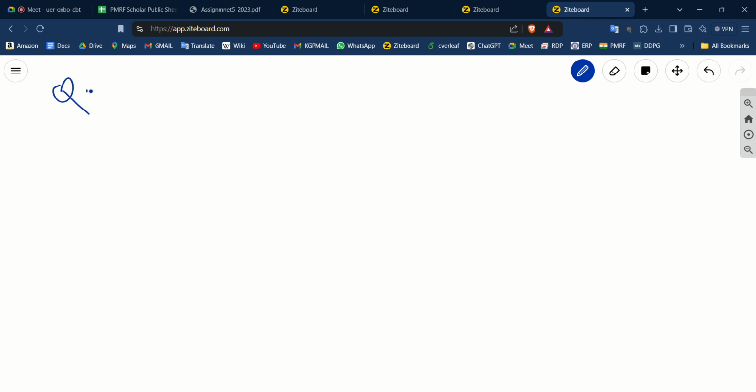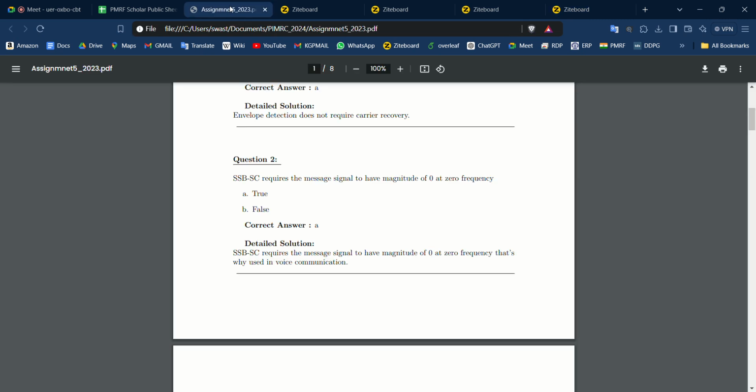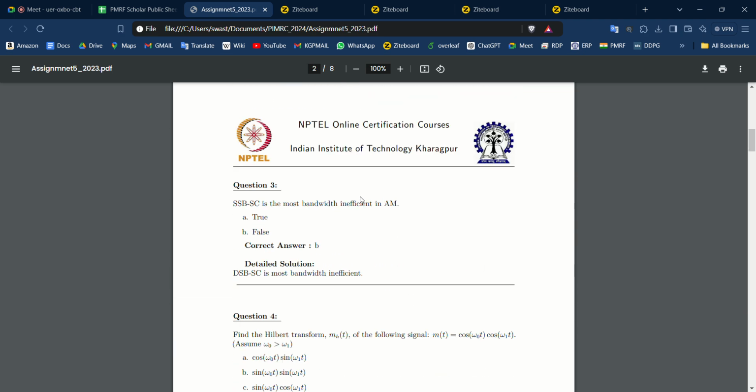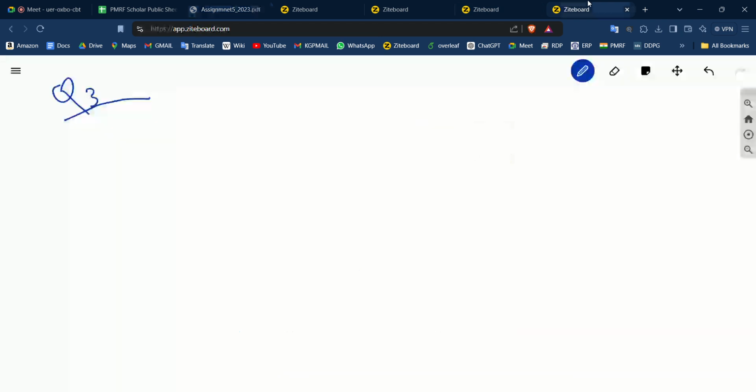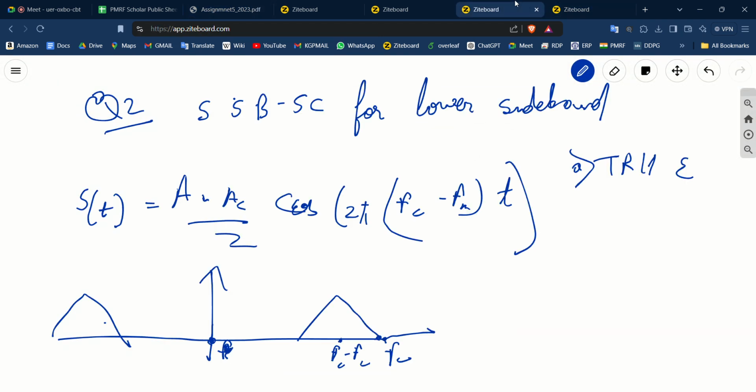Now going to question 3. SSBSC is the most bandwidth inefficient in AM. Now bandwidth inefficient means power per unit bandwidth is low. Okay, so here we can see that information per unit bandwidth is low.